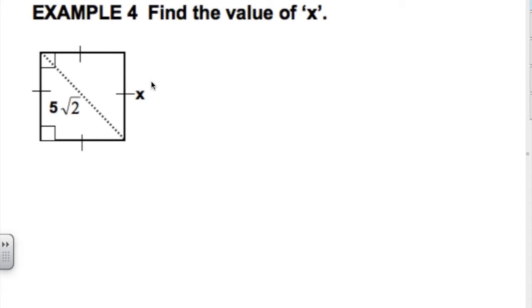Alright, let's look at example 4. Again, we want to find the value of x. Looking at this picture, you need to be able to identify that this is a square. The reason I know this is a square is because we have these little dash marks on the sides that mean all of these are congruent. We also know this is a square because squares have all right angles.